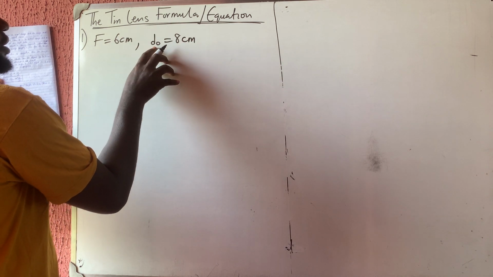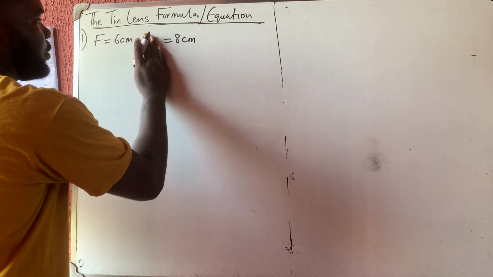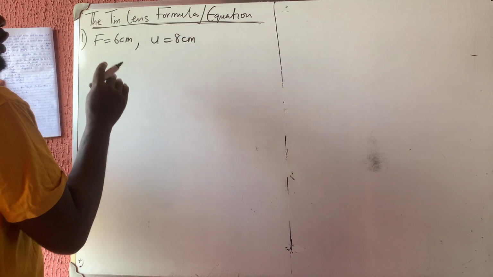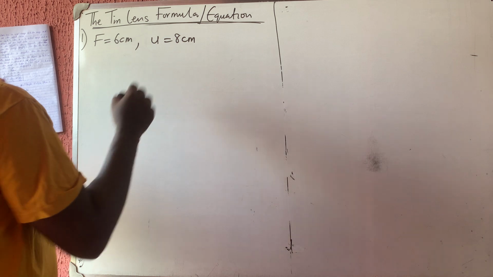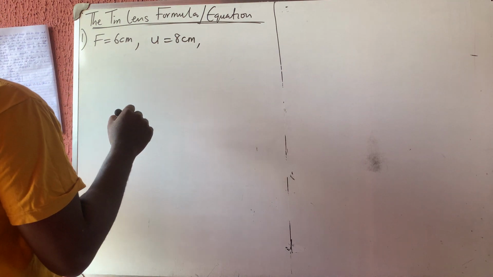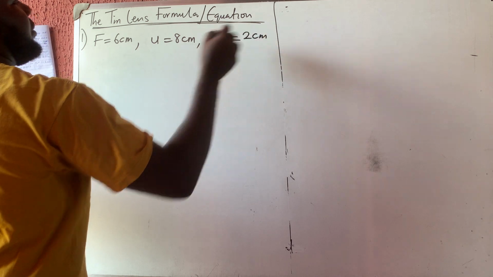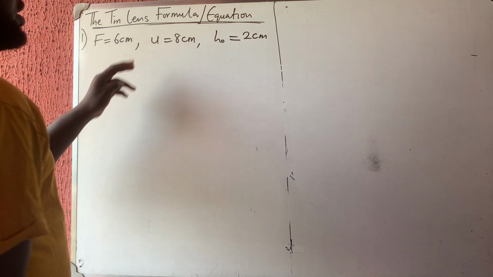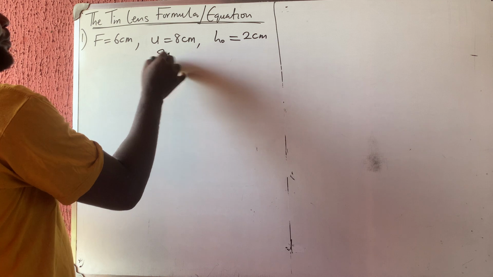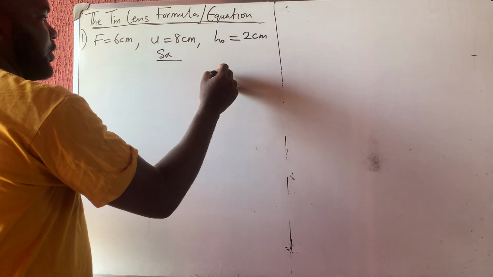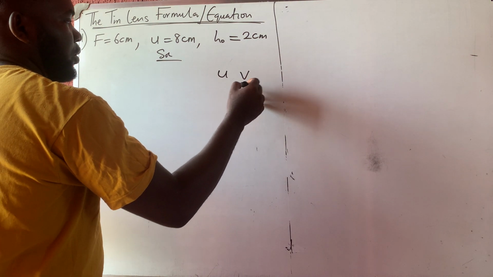You know that they can call this thing do, or they will say that it is u. If they call it u, let me use u. And then the height of the object is 2 cm. Once they give you do or u, change it by yourself. Just write for me u, v, i, o.